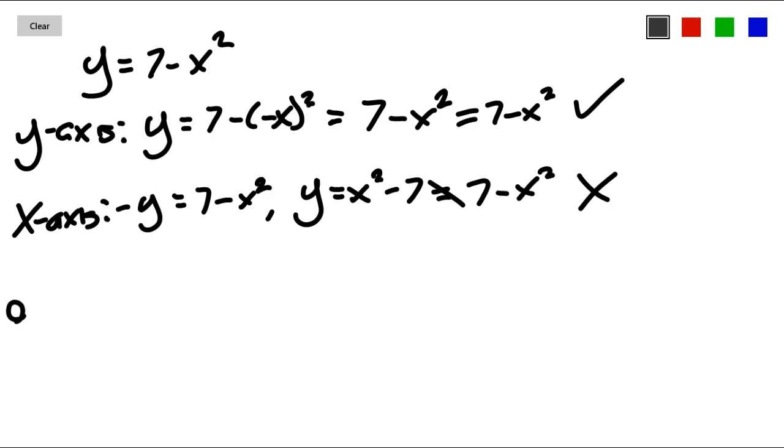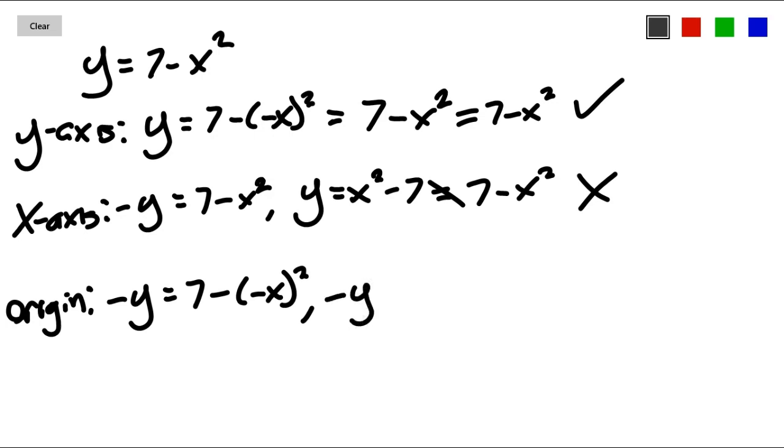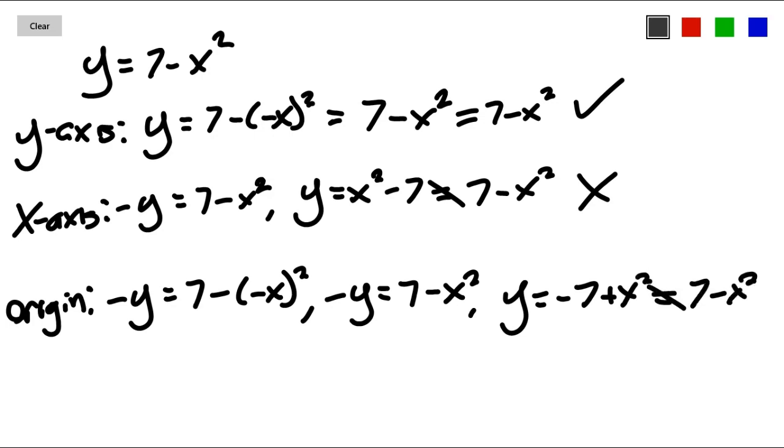Now to test for symmetry about the origin, I set both x and y to be negative. So I have negative y is equal to 7 minus negative x squared. And then I get negative y is equal to 7 minus x squared. And then when I divide through by the negative, I get y is equal to negative 7 plus x squared, which is not the same as our original function. So there's no origin symmetry. So based on what I've seen from my tests, this function only has y-axis symmetry.